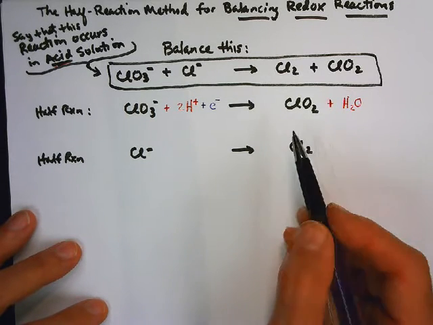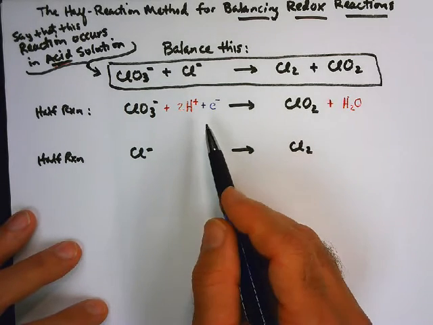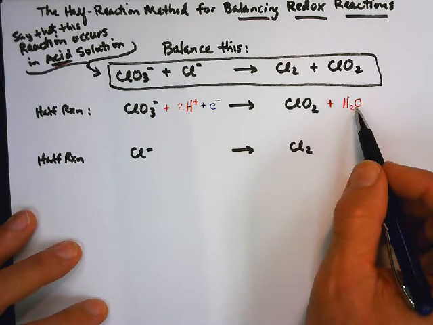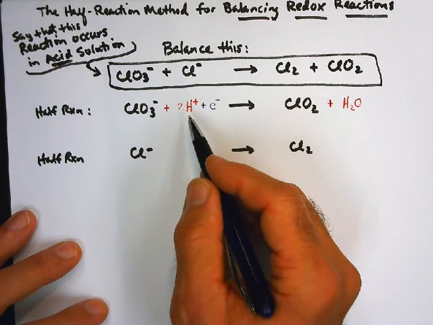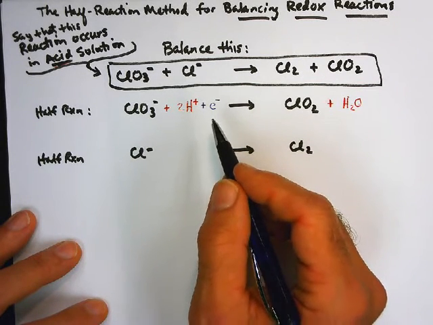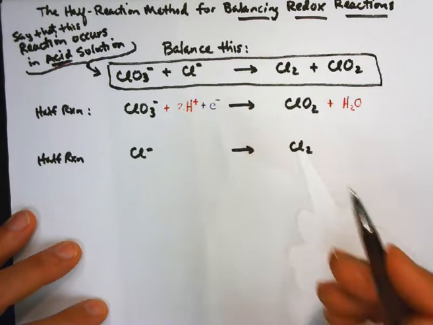So the steps were to balance your elements. If there's a lack of oxygens, add water. When you add water to one side, you have to add H pluses to the other. Once you get that done, then you need to balance the charges by adding the appropriate number of electrons.